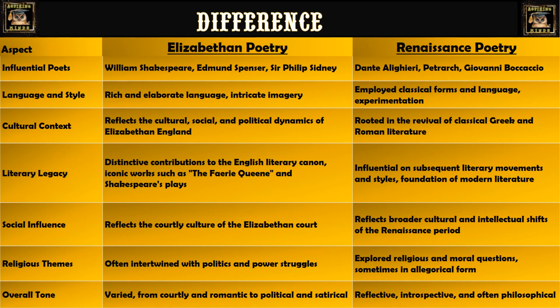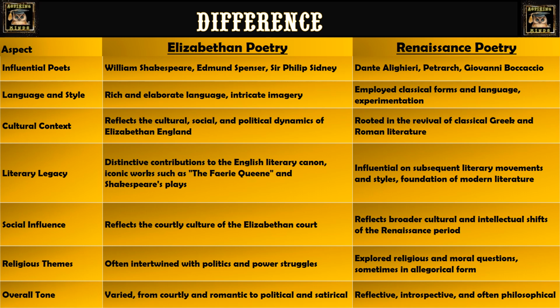Influential Elizabethan poets were William Shakespeare, Edmund Spenser, and Sir Philip Sidney, while Renaissance poets were Dante Alighieri, Petrarch, and Boccaccio. The language and style in Elizabethan poetry was rich and elaborate with intricate imagery, while Renaissance poetry employed classical forms of language and experimentation.